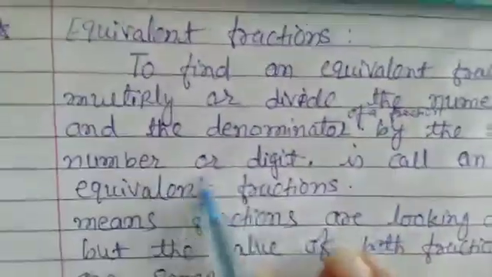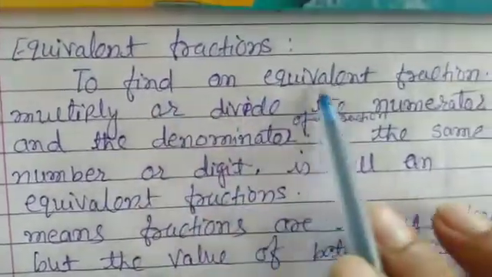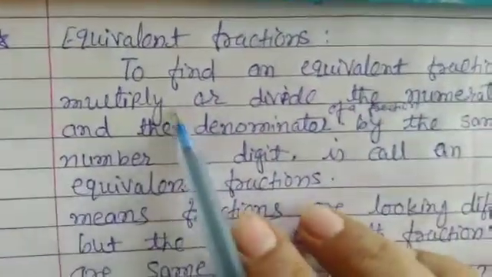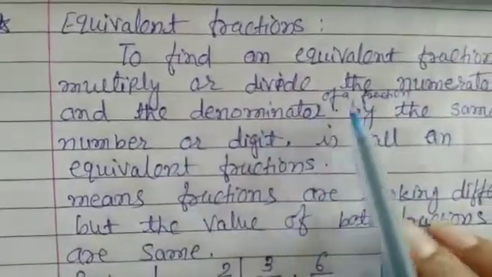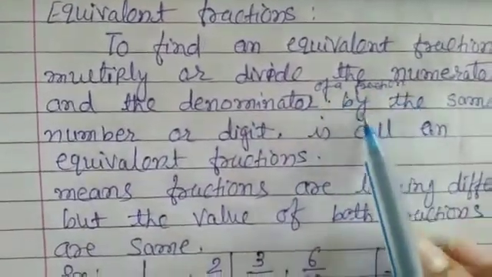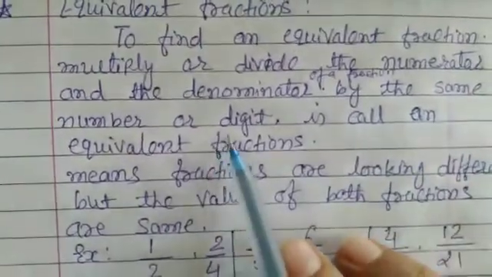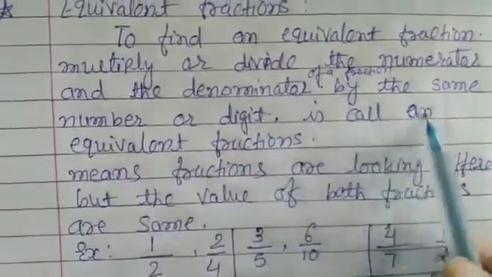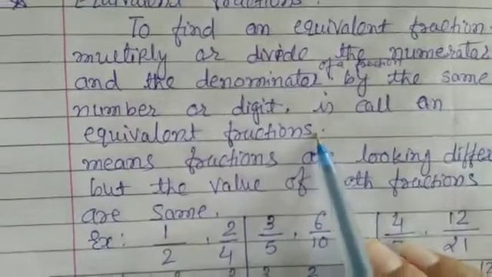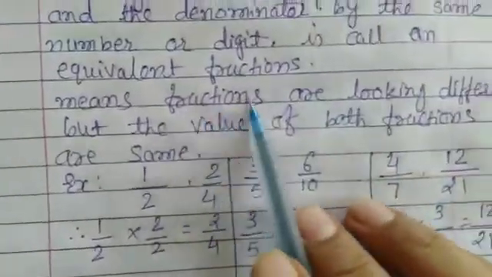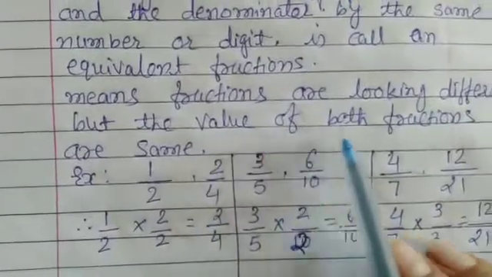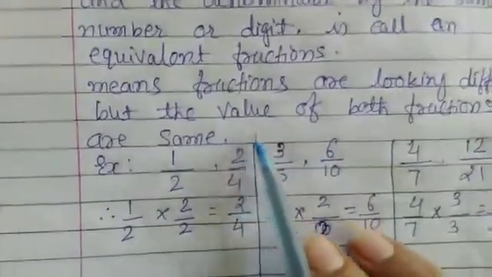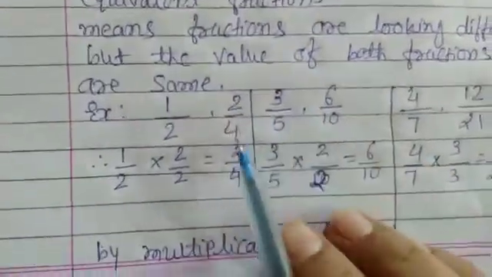Have a look. To find an equivalent fraction, multiply or divide the numerator and the denominator of a given fraction by the same number or digit. This is called an equivalent fraction. It means the fractions look different, but the value of both fractions is the same. To understand, we will take some examples.